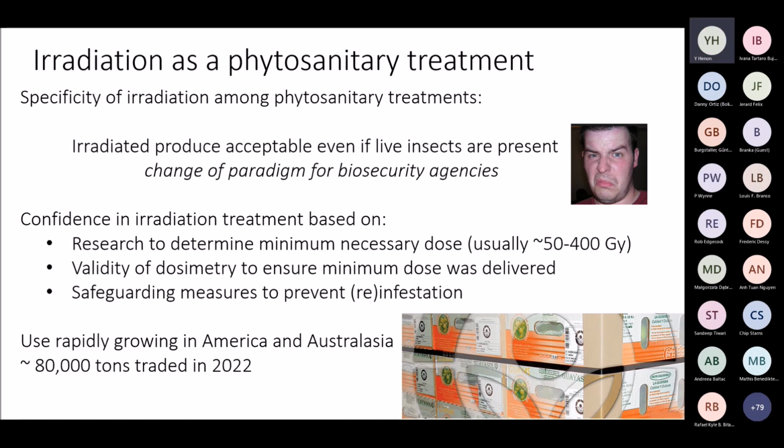The confidence in the treatment is based, first, on research that properly determines the dose needed to achieve the effect, for example, no emergence of adults. Second, the fact that the dosimetry has been correctly done. And third, that precautions have been taken to prevent infestation before treatment, or reinfestation after irradiation treatment of the products. And there is an interesting growth of this application, in particular in America, with the US the first importing country for irradiated produce, and also in Australasia, in particular Australia.